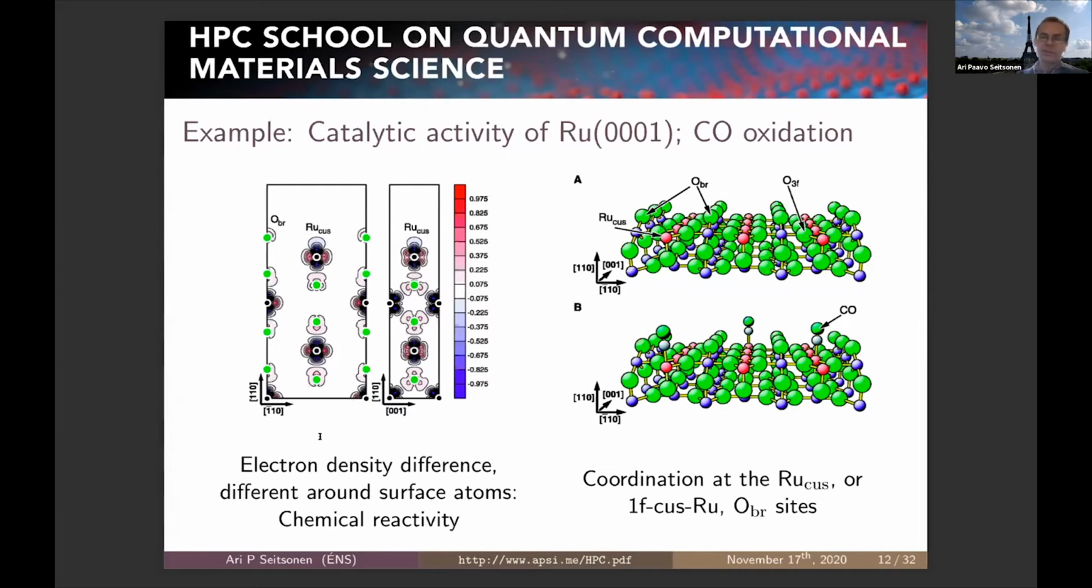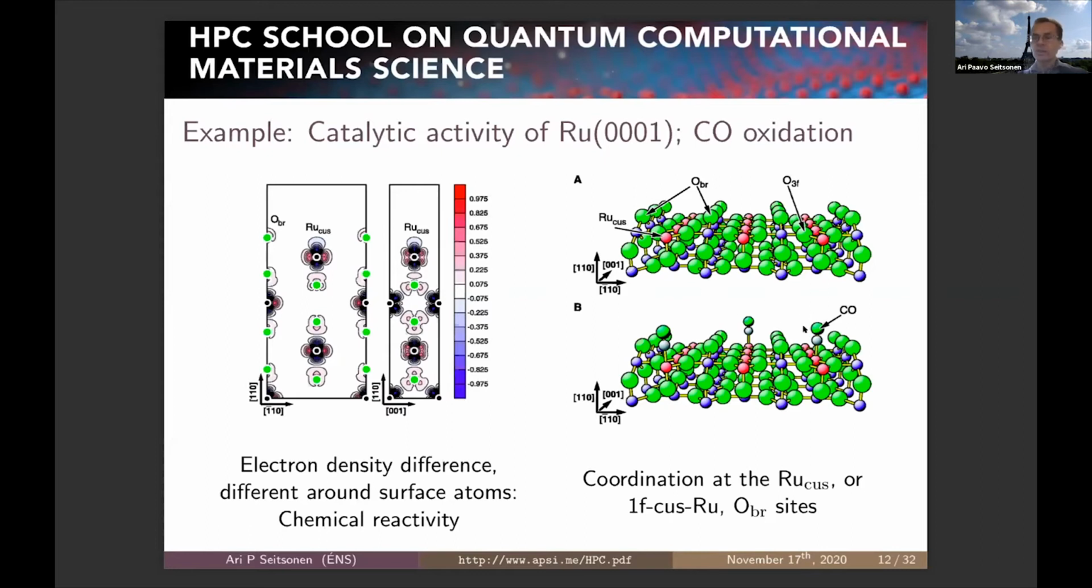So what is shown here is a kind of electron density difference. We analyze the electron structure, which we get out from the DFT calculations, and we see that the electron structure around the surface atoms, here the ruthenium and the oxygen, changes. This ruthenium has the notation of a so-called one-fold coordinatively unsaturated ruthenium atom. It's missing one neighbor, the oxygen which in the bulk would be above it has been removed. So this is the site where, for example, CO adsorbs.